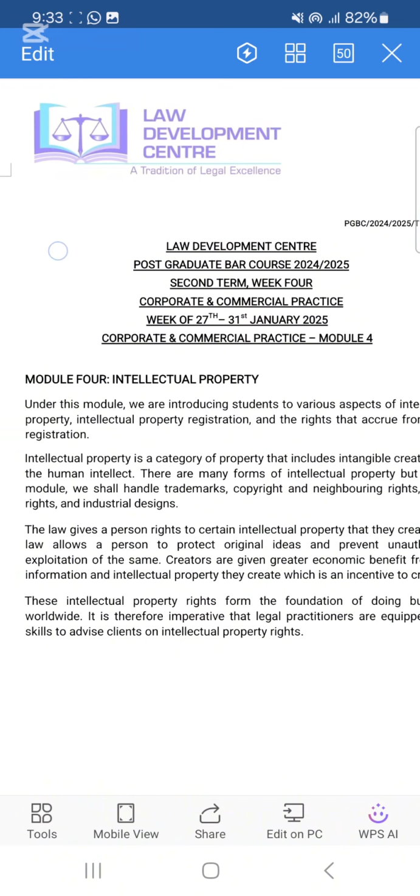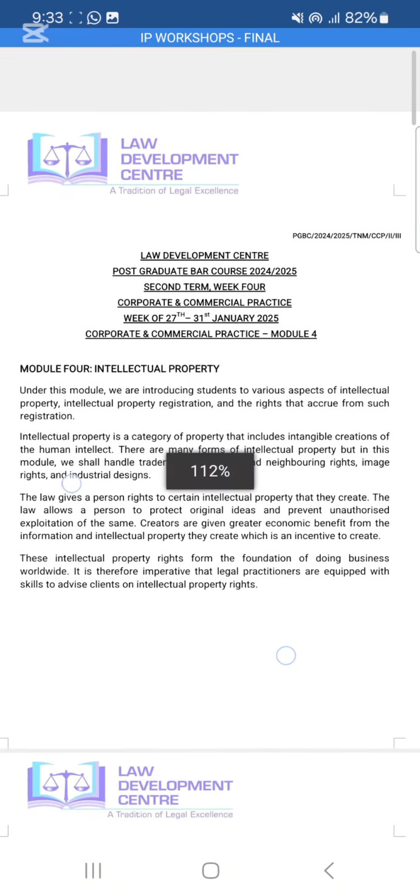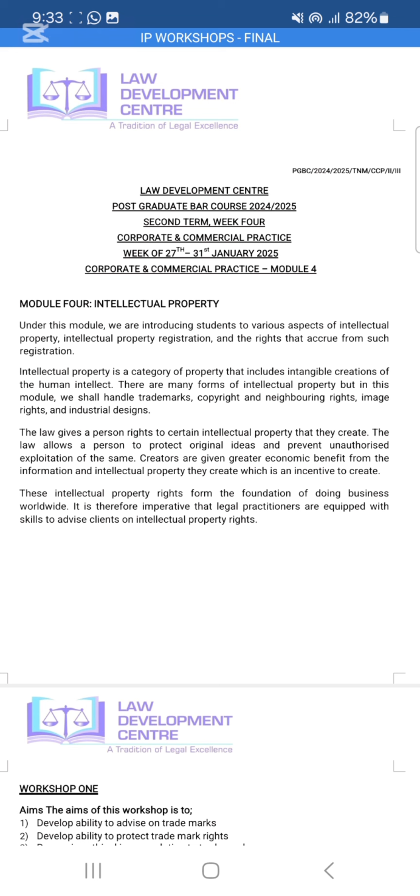Basically, today we are dealing with intellectual property rights. Most of you are intellectuals, so I believe this is going to be a very good discussion. The law on intellectual property is governed by the Act. The Act is very clear.